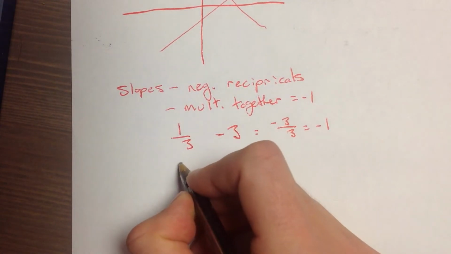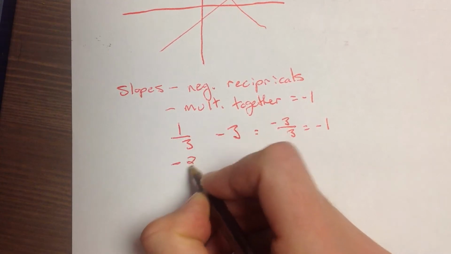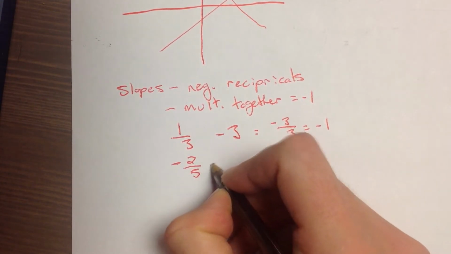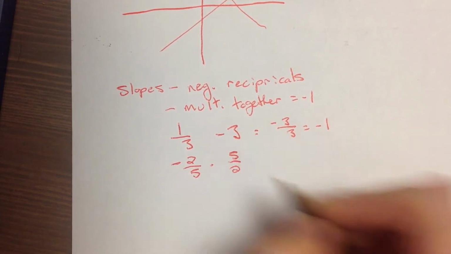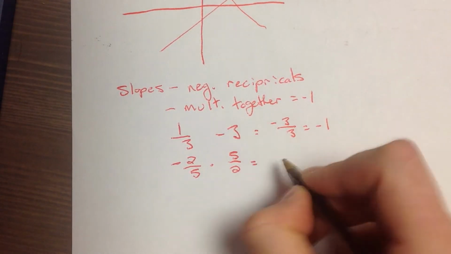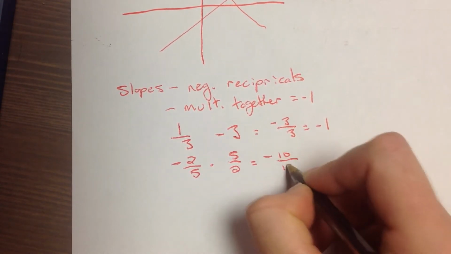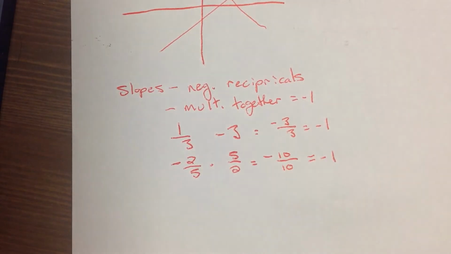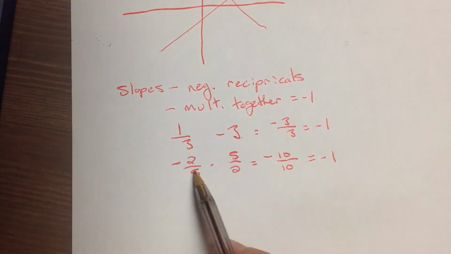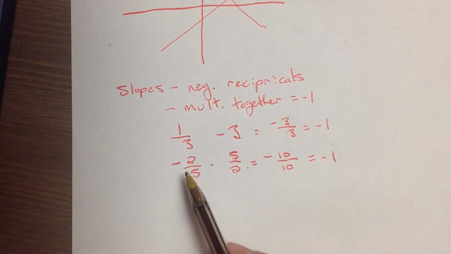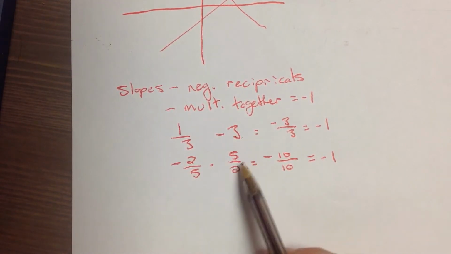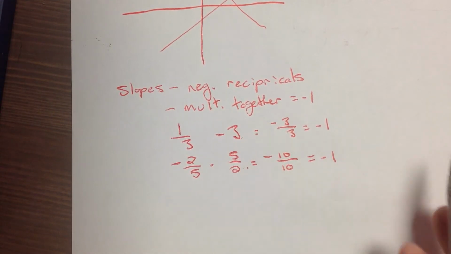Another example would be -2/5, positive 5/2. Multiply the two together, we get -10/10 or -1. So these pairs are negative reciprocals of each other. So for a line to be perpendicular to another line, they have to have a slope that is a negative reciprocal of the other line it is perpendicular to.